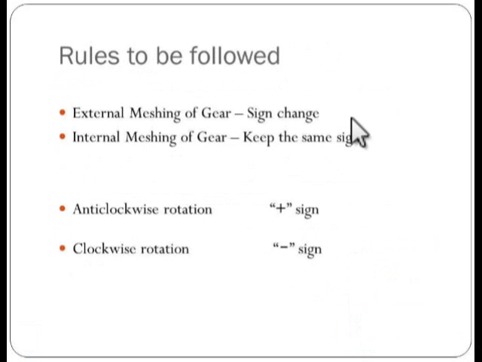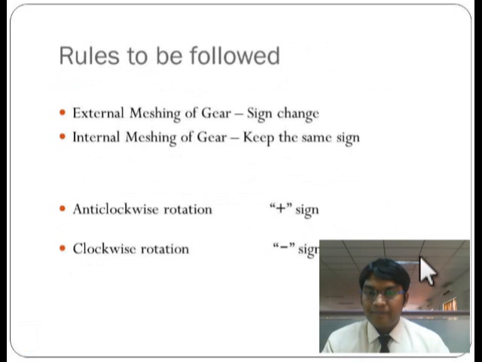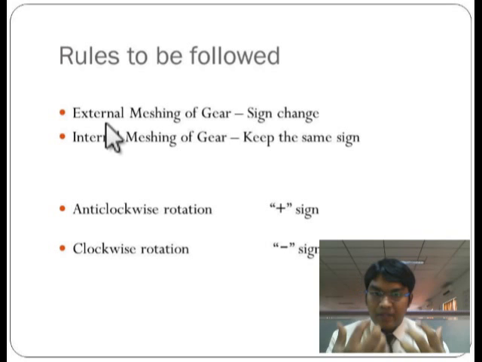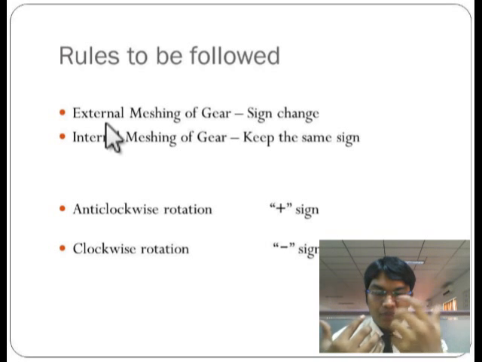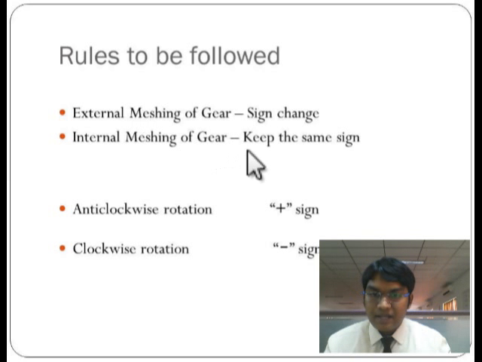Next, these are very important rules that we are going to follow. If there is external meshing, in the sense two external gears are meshing together, your sign is going to change, because if this rotates clockwise, the other one is going to rotate anti-clockwise, so you have to change signs. Then comes internal gears. Internal gears are a gear with internal teeth in it and then an external gear inside. In that case, both the gears will rotate in the same direction.